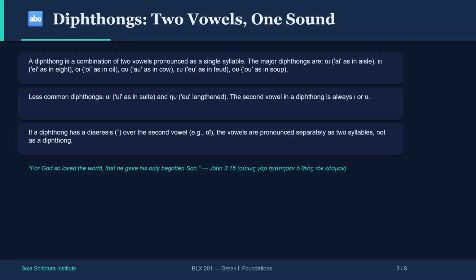So if a diphthong has a diaeresis, that is 2 dots, right here, these 2 dots here, notice you have the word AI right here, but you have 2 dots there over the I. So if a diphthong has a diaeresis over the second vowel, the vowels are pronounced separately as 2 syllables, not as a diphthong. So in that case, AI is not I anymore, right?